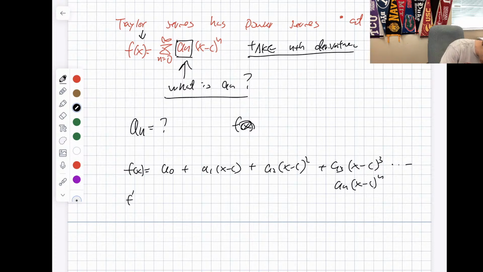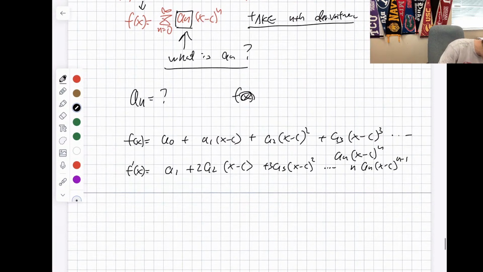If I take a first derivative, what am I going to get? a1, plus 2a2 times x minus c, plus 3a3 times x minus c squared, and dot dot dot, and this will be n times an times x minus c to the n minus 1. Eventually, with each derivative, the earlier terms eliminate themselves.